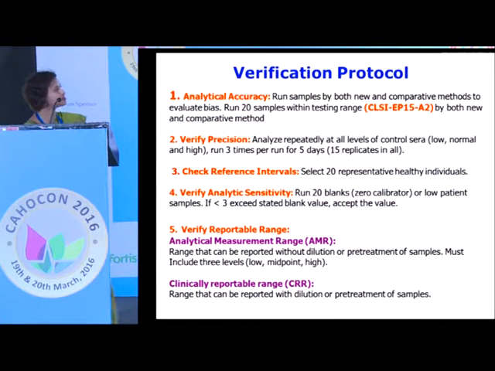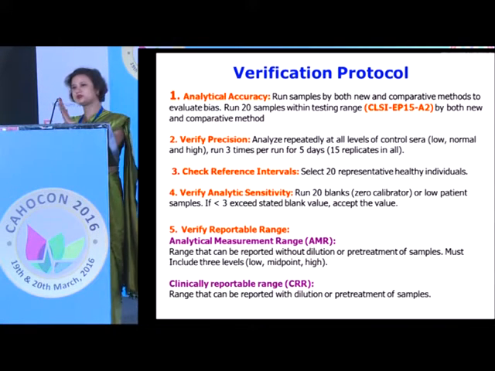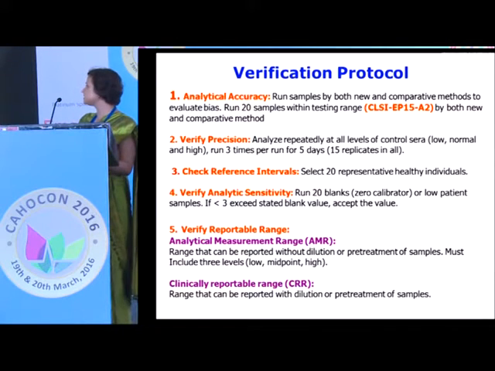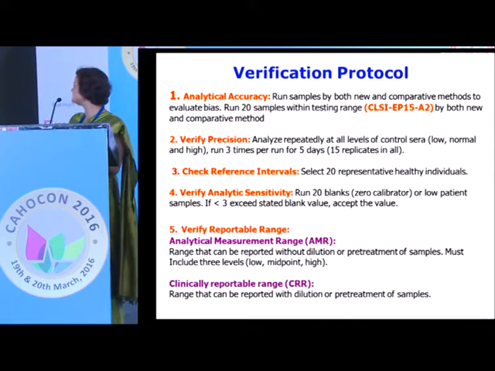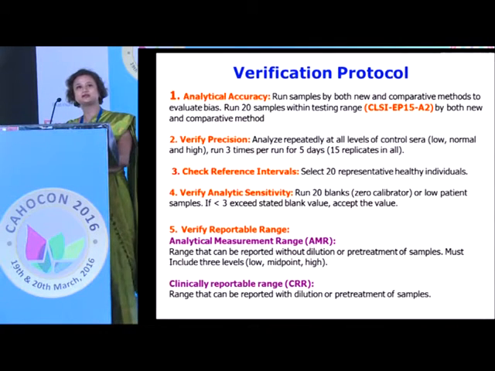So the verification protocol, analytical accuracy according to CLSI EP15-A2 guidelines, we can run samples by both new method and comparative method. For that, we need a minimum of 20 samples. Verification of precision: analyze repeatedly at all levels of control sera, run 3 times per run for 5 days, that is 15 replicates. For checking the reference interval, it's not possible.